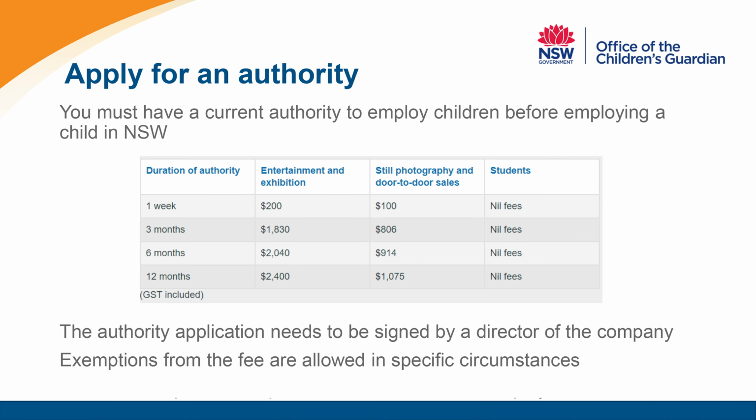Exemptions from the application fee are available to charitable organisations and in circumstances where a child over 10 years is employed for under 10 hours a week outside of school hours. If you employ a child without holding a current authority to employ children, you can be issued with a penalty notice for up to $5,500 per child.